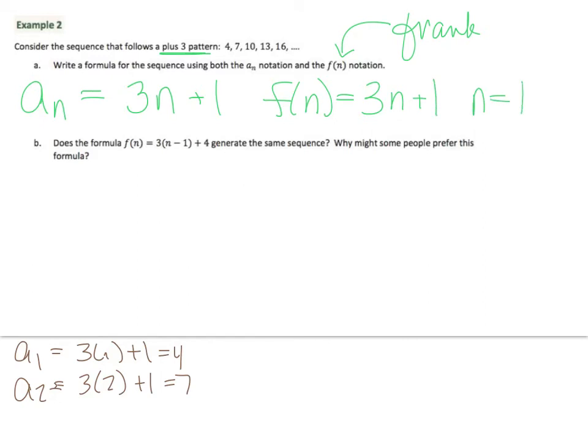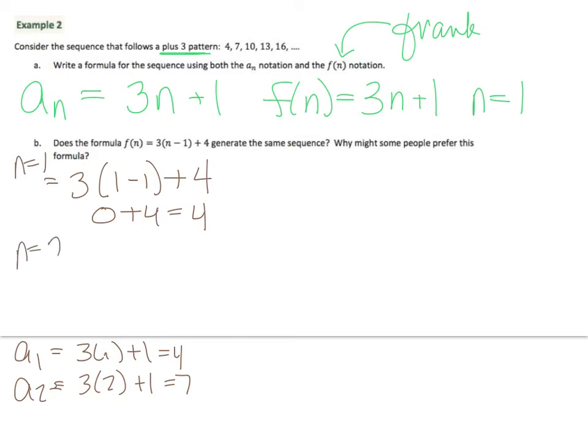Does the formula f of n equals 3 times n minus 1 plus 4 generate the same sequence? I don't know. Let's look. If n equals 1, I get 1 minus 1, which is 0. Plus 4 equals 4. That's for n equals 1.